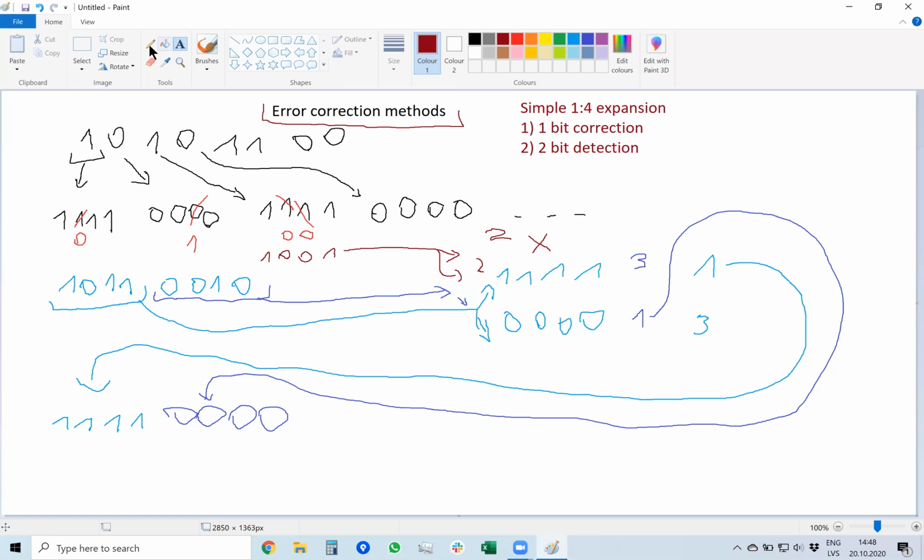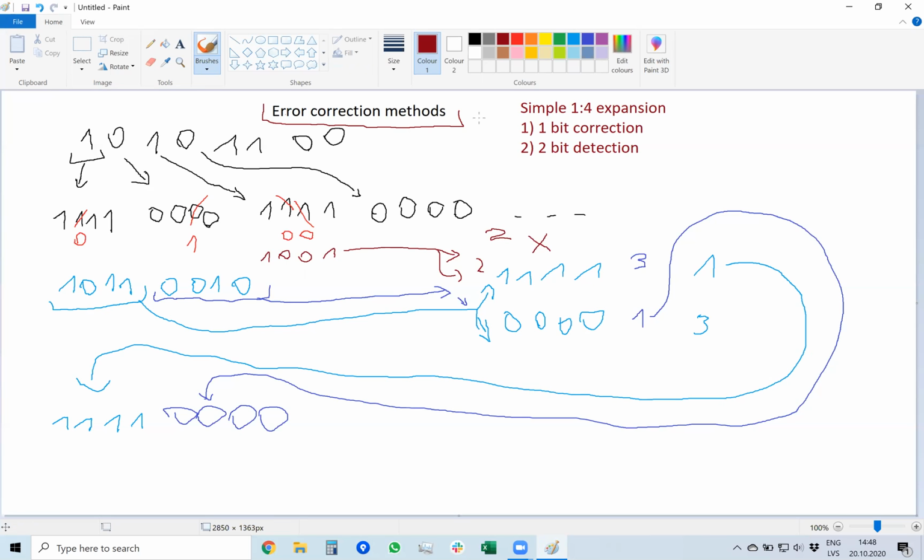So if, for example, we send 1111 and 3 bits get flipped, then of course this algorithm will make a mistake. It will replace the received byte with the wrong byte. But well, we can't fix all the problems in the world.